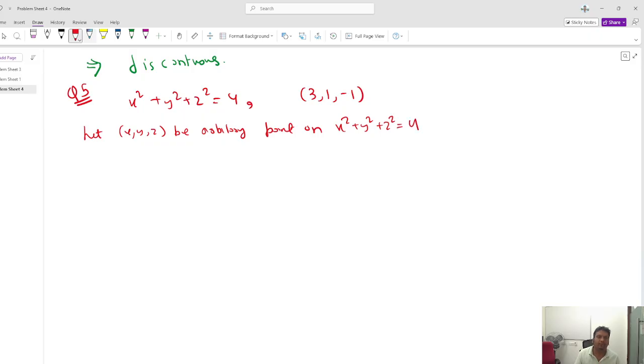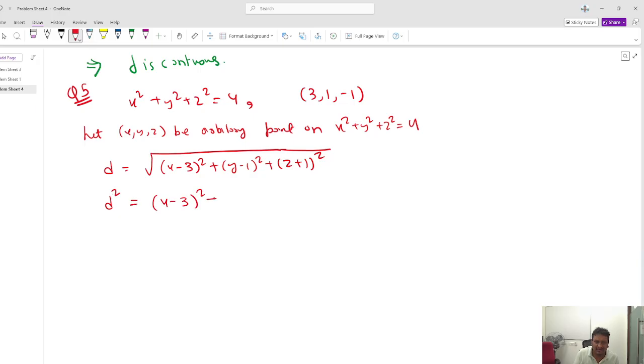Okay. Now, I should say level set there if I'm writing in that language. Let this be an arbitrary point, right? So what is the distance between them? It is the square root of (x minus 3) whole square plus (y minus 1) whole square plus (z plus 1) whole square. Rather than maximizing or minimizing the distance, maximizing or minimizing its square will be one and the same thing, right?